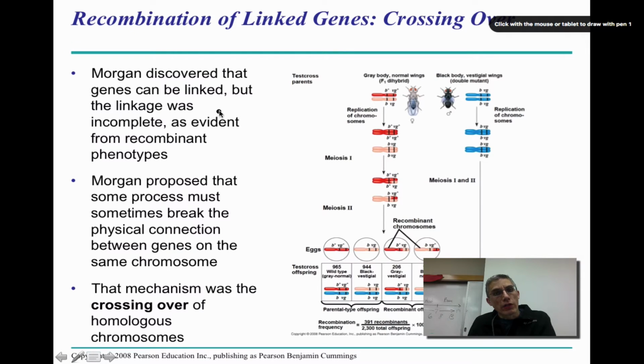So basically, based on the information that Morgan had found, he had discovered that genes can be linked, but the linkage itself was actually incomplete, and this was evident from the recombinant phenotypes that he had seen. Morgan proposed that some process must sometimes break the physical connection between genes on the same chromosome. Now, this is actually something we had looked at, like I had said earlier in the screencast, back in Chapter 13. When you guys had done your study of meiosis, remember that we had talked about a process called crossing over between homologous chromosomes. And so he theorized that this was probably the situation that was giving us the results that he was seeing in the number of flies and different varieties of flies that were being produced.